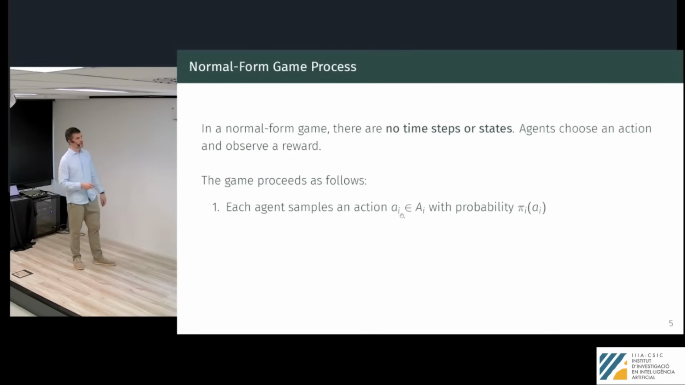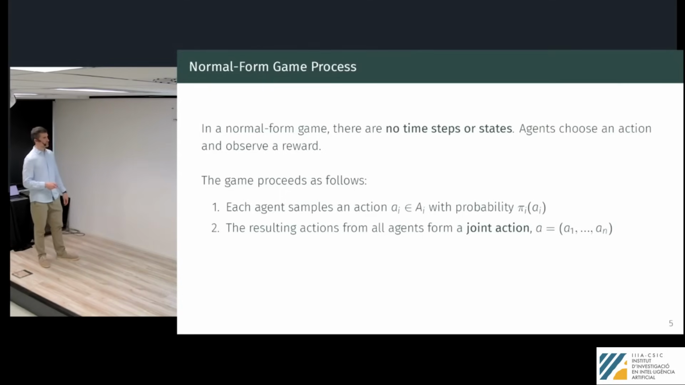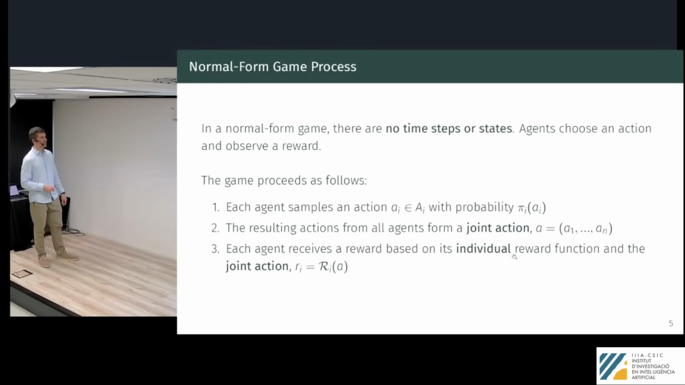As I said earlier, we're going to be using this index i to refer to agent i. Every agent i chooses an action from its action space by using probabilities defined by its policy pi i. And then the resulting actions from all the agents taken together is called a joint action. So it's just a tuple here. And that is then executed, which leads to an individual reward for each of the agents defined by their reward function. So agent i gets a reward R i, which is defined as an application of its reward function on that joint action that was just selected by the collective agents. That's all. That's basically how one run of a normal form game works.